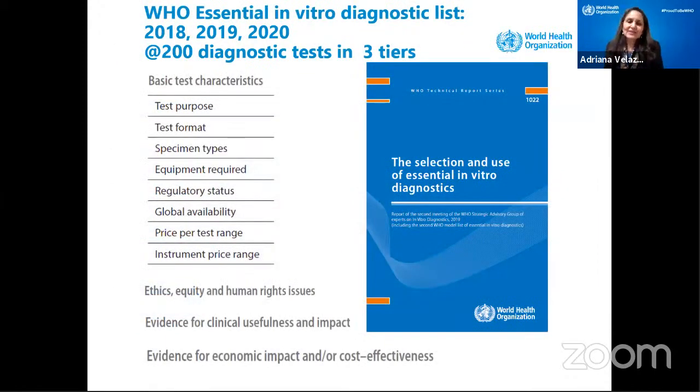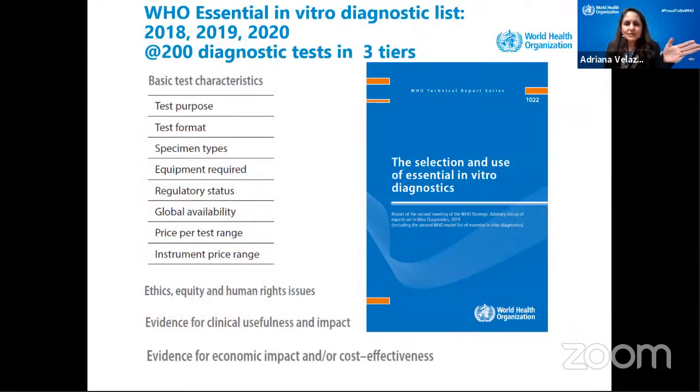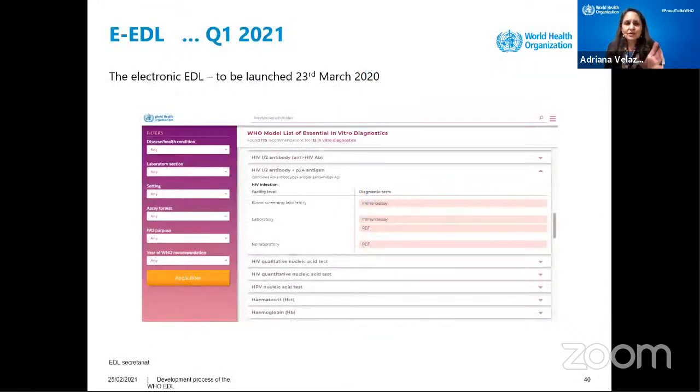In the essential diagnostics list, we have the essential diagnostics that was launched just 2 weeks ago. And then we're trying to put together diagnostics that should be available in countries. As we have many books, we are now moving into a software system, and we just launched it. It was proposed for March last year, but we just launched it a month ago. You can find it on the website. It's called the EEDL.